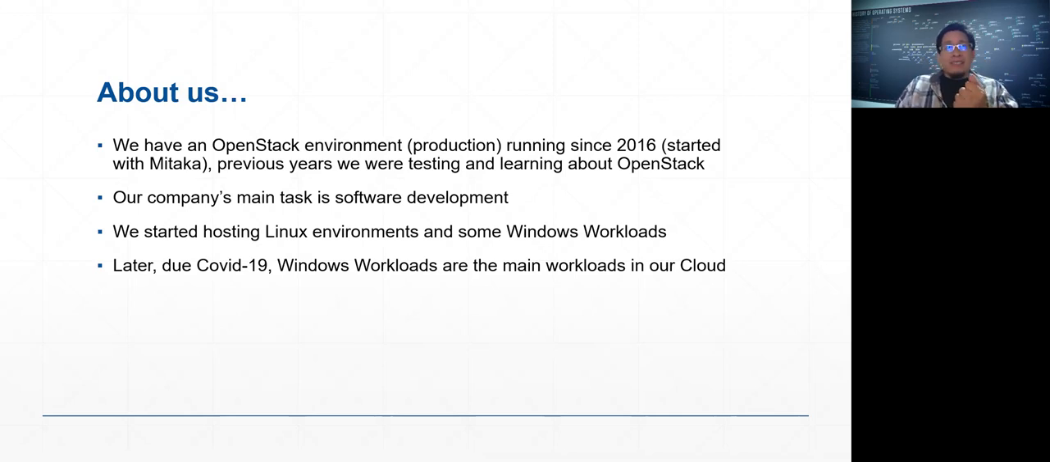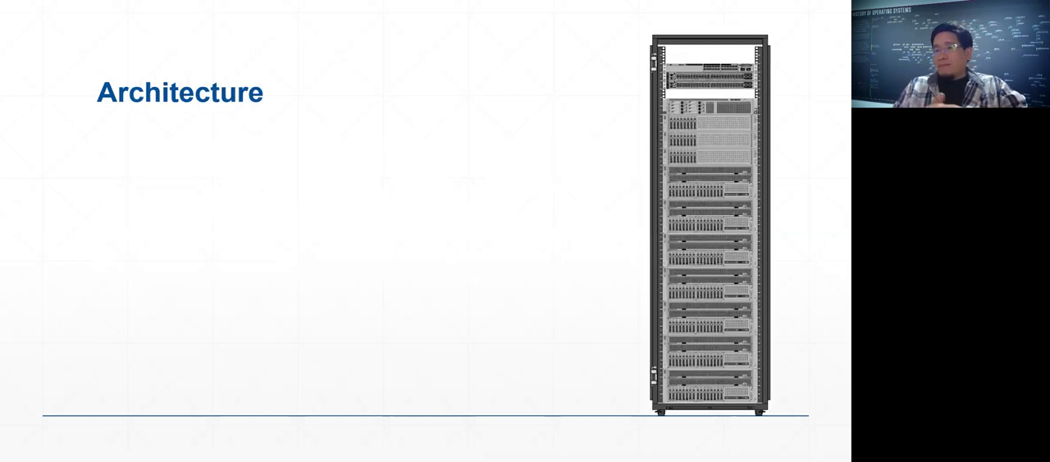We started hosting Linux environments because everything was running over there. Very few Windows workloads. However, due to COVID-19, the Windows workloads right now are the main workloads in our cloud. We are talking about 70% versus 30% Linux. So you can see that mostly Windows workloads are running over there, because of the way that everything is virtualized in the VDI and so on. We are using OpenStack for it.